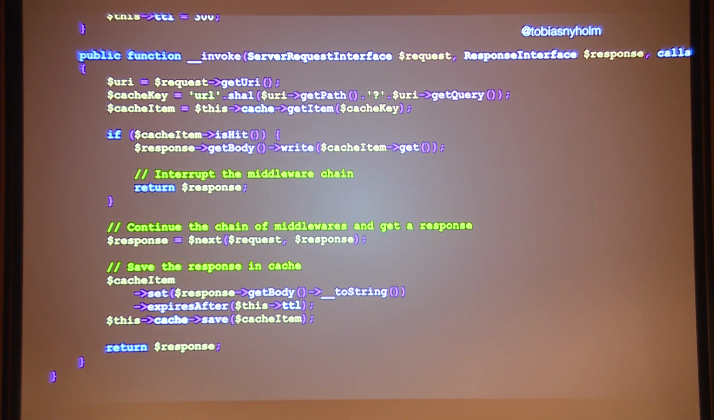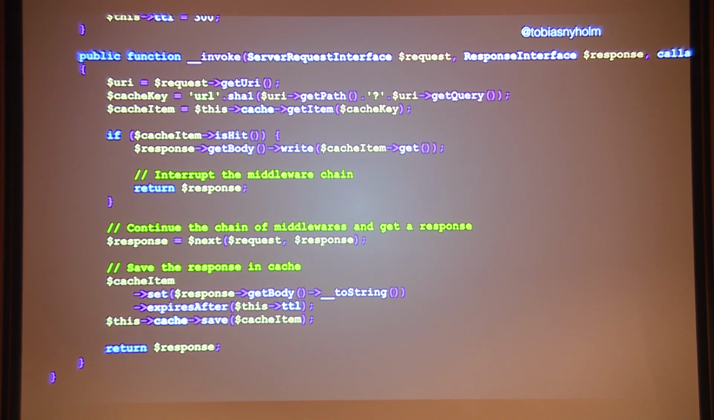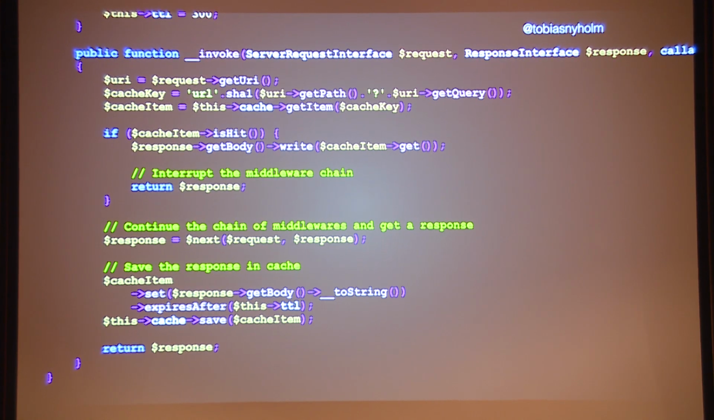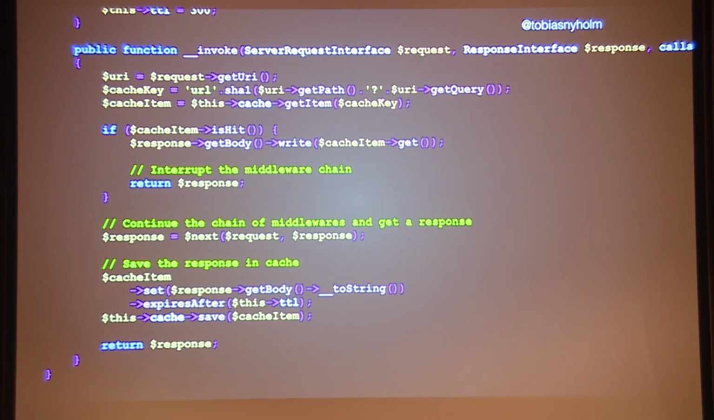Have I seen this URL before? Is this URL in my cache? Then I get a response back. If I haven't seen this URL before, I'll continue the loop. And you see in the middle, I continue with the chain of middlewares and get the response. I'll let the chain run, because at some point we'll run into the router, which will return a response. So I take the response and I save it to cache.